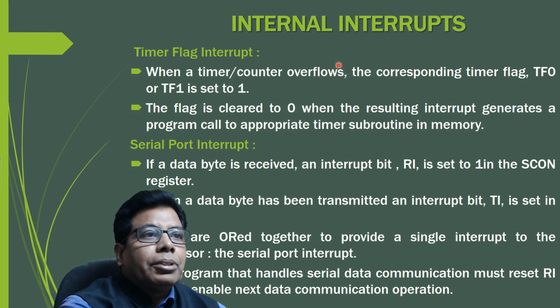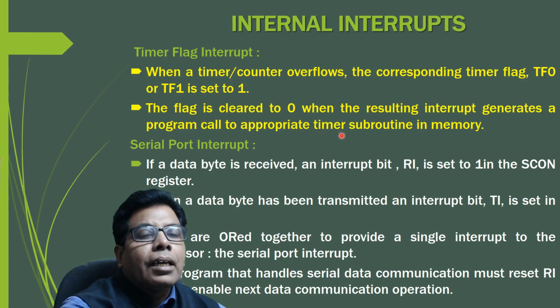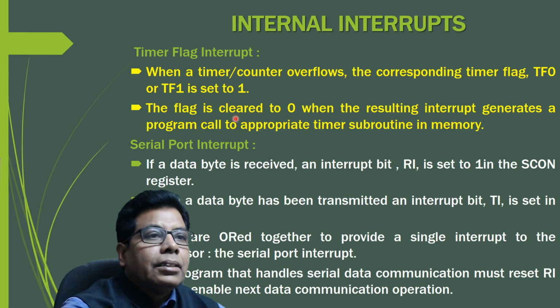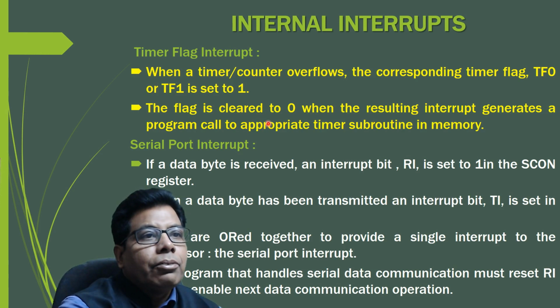First is internal interrupts. So we have the timer flag interrupt. When the timer counter overflows, the corresponding timer flag TF0 or TF1 is set to 1. So that will interrupt the microcontroller. The flag is cleared to 0 when the resulting interrupt generates a program call to the appropriate timer subroutine in memory. So as soon as the flag is set, it will generate the interrupt, and then it will be cleared to 0 when the resulting interrupt generates a program call to the appropriate timer subroutine.